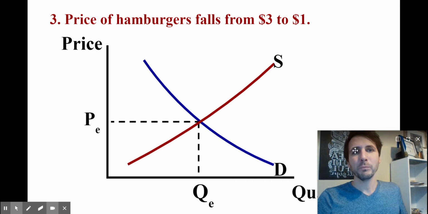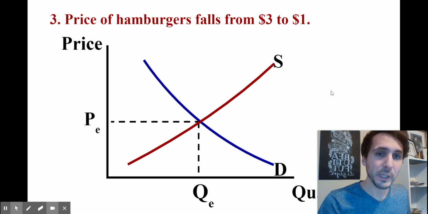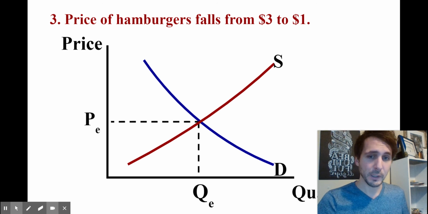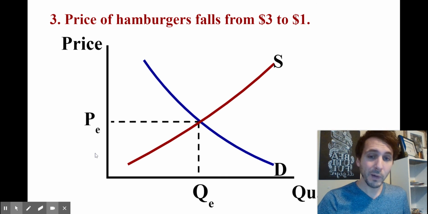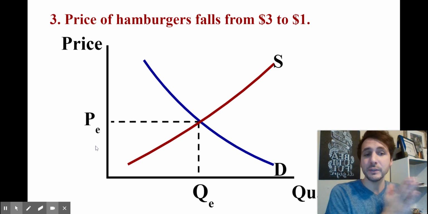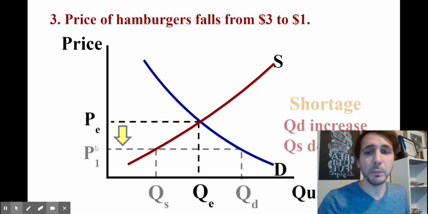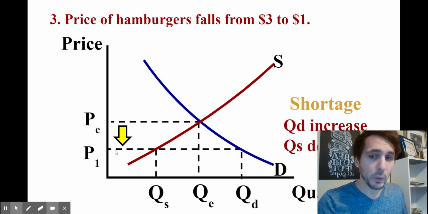New equilibrium. Let's say the price of a hamburger falls from $3 to $1. What's going to happen here? Well, if the current equilibrium price was $3 and went down to $1, it actually is not going to shift the curve at all. Remember, a change in price does not shift the curve. That's going to be movement along the curve. So now we're going to have a lower price.